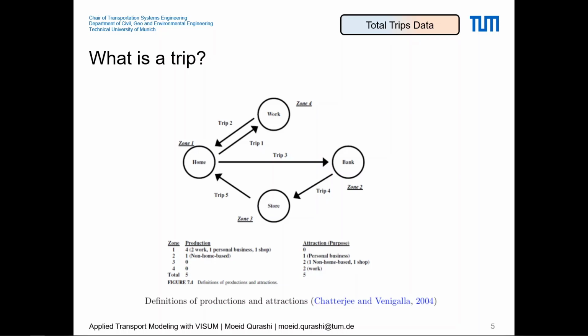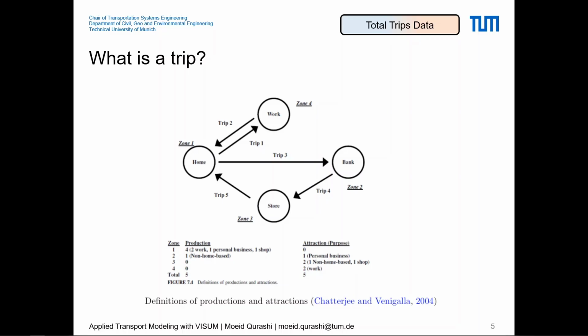If you see zone 2, which is a bank and a non-home based zone, there's only one trip generated from the bank to the zone 3 store, and that's why you'll have one production. So this is a non-home based trip, with no home as either destination or origin. Then zones 3 and 4 are each generating one trip going towards home, so we will not consider it a production for zone 3 and zone 4, but a production for the home zone.